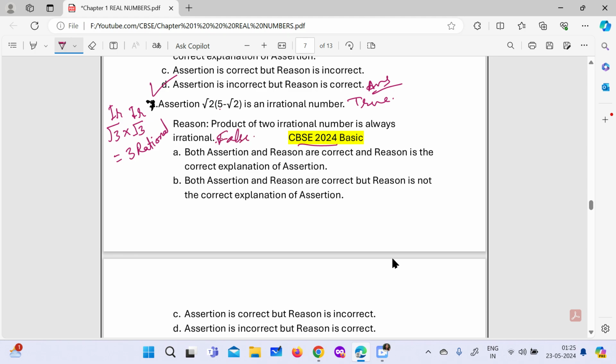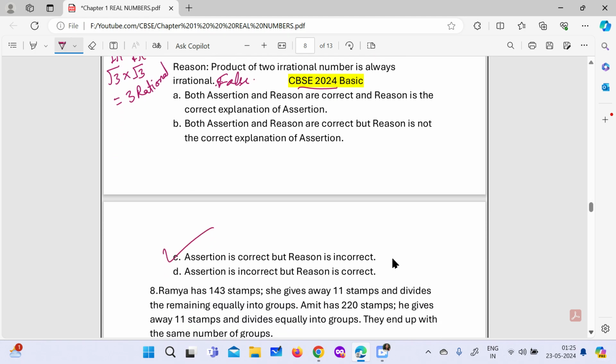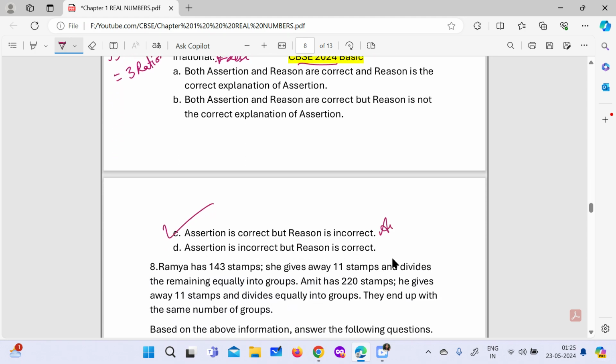So assertion is correct and the reason is incorrect. So C stands true here. So C is your option. We can write this as the answer. Now let's move to the next question.